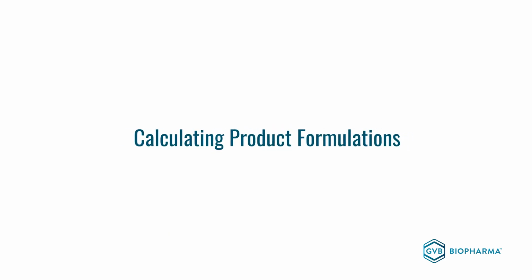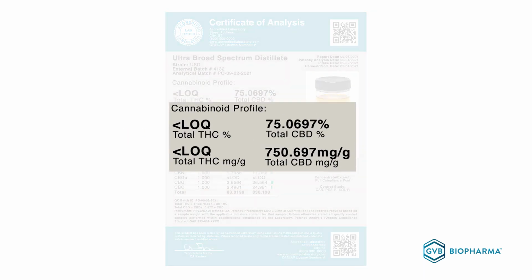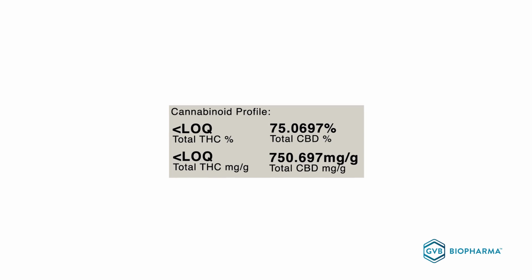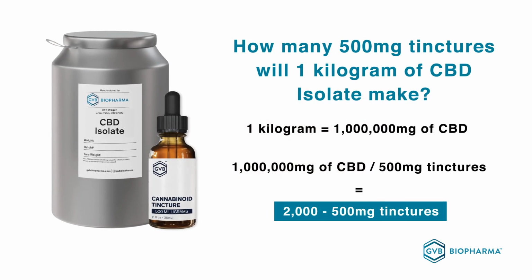Calculating product formulas. Use the potency information listed on your report to start planning bulk cannabinoid product formulations. Simply determine how much CBD your product contains per kilo and divide the total number of milligrams of CBD you wish to purchase by the number of CBD milligrams you want each finished product to contain to find out how many total products you can make.